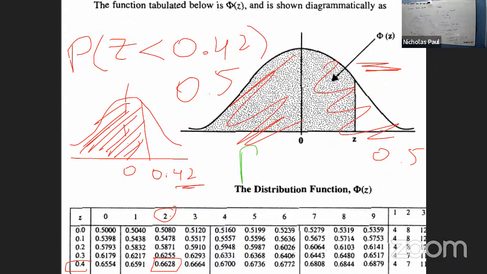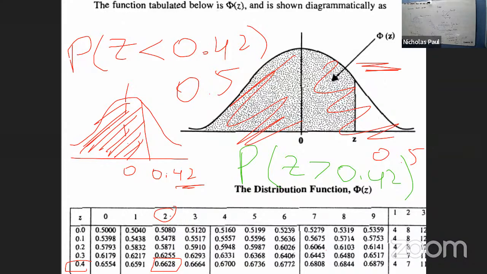What do you think is the probability of Z is more than 0.42? More than 0.42. Our table only gave us less than, right? So let me see if Jadon Haynes can figure out what the probability of Z is more than 0.42. That's a more than symbol, eh? All right, can anyone type it out to me?